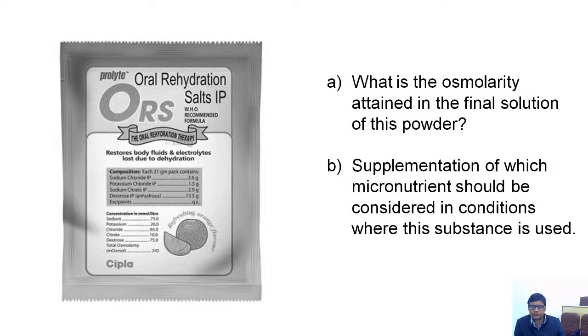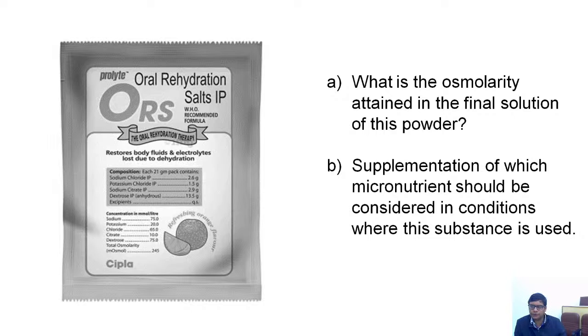Then you have this ORS powder, ORS packet. What is the osmolarity attained in the final solution of this powder? So the new ORS which is now available, it gives around 245 milliosmol per liter of osmolarity. Just need to write down 245 milliosmol per liter.